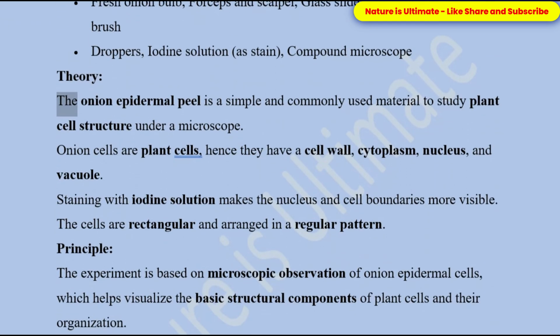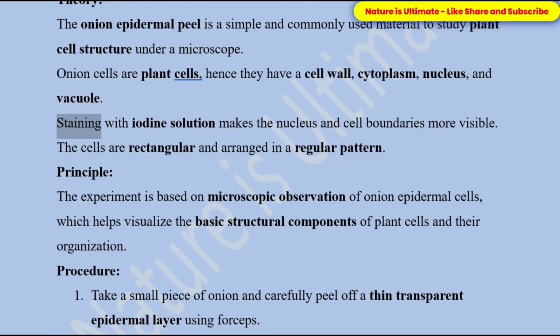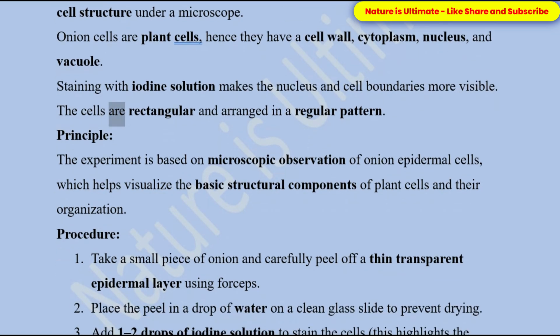Theory. The onion epidermal peel is a simple and commonly used material to study plant cell structure under a microscope. Onion cells are plant cells, hence they have a cell wall, cytoplasm, nucleus, and vacuole. Staining with iodine solution makes the nucleus and cell boundaries more visible. The cells are rectangular and arranged in a regular pattern.